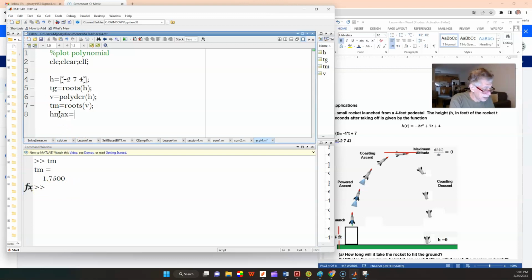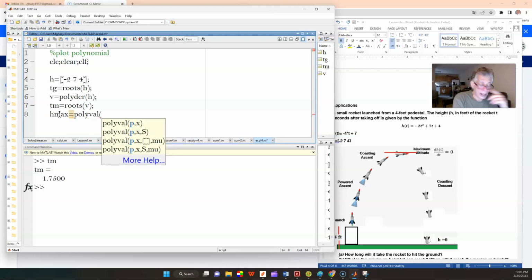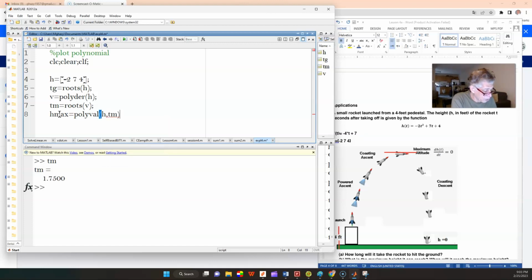hmax equals polyval. I'm evaluating which polynomial? H. I want to find hmax at what value of t? At tm. Because I now have two times, I have tm and I have tg. No, tm, that's corresponding to the maximum height. Now MATLAB will take the time tm, substitute in the polynomial h, which is the height, and get me the maximum height. Let's run the program, but with the semicolon, not to print everything.